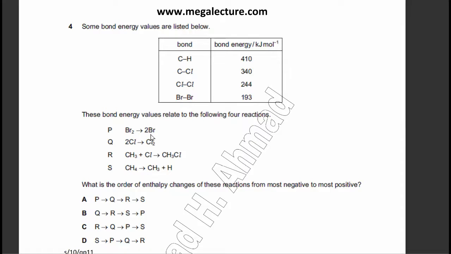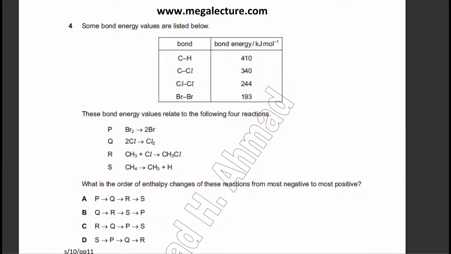So in the first one, I'm going to try and figure out this reaction P, its enthalpy change. So enthalpy change would be bonds broken. That would be endothermic. So in this reaction, only bonds are being broken. The only thing that's happening is you're breaking a Br bond, which is over here. That is 193. So that's it. And bond formation, nothing is getting formed. So that is 0. So it's going to be plus 193.